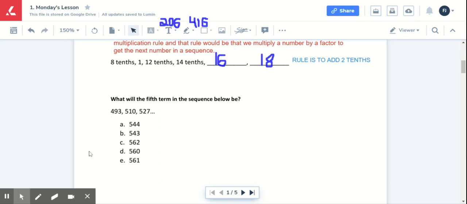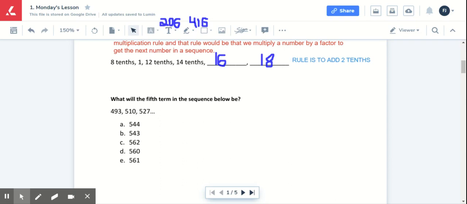Based on the information that we have, what will the fifth term in the sequence below be? A, B, C, D, or E? Now, if you got 544, that is incorrect. That would mean if you got A, 544, you were able to figure out the rule, but that doesn't answer our question. So first, let's figure out what our rule is. Then we'll talk about what our fifth term in the sequence should be.